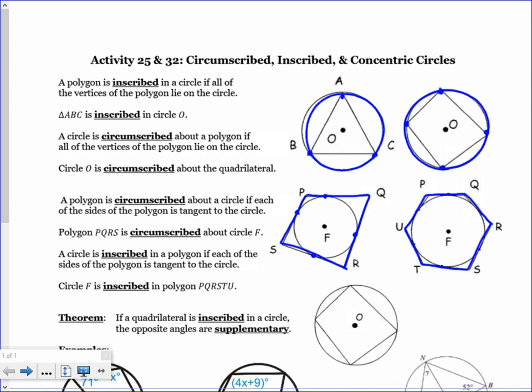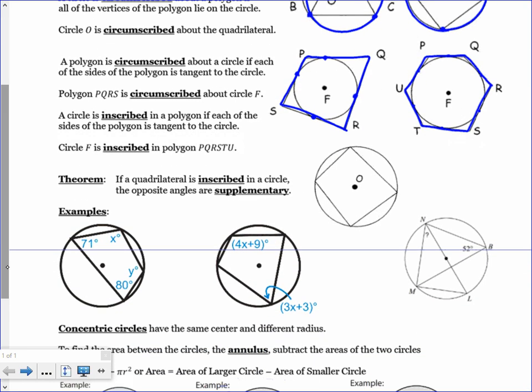So there are two different ways that you can refer to each of these figures. You can either talk about the polygon or the circle. Whichever one is inside of the other is going to be inscribed, and whichever one is on the outside is going to be circumscribed. So that leads us into this theorem.